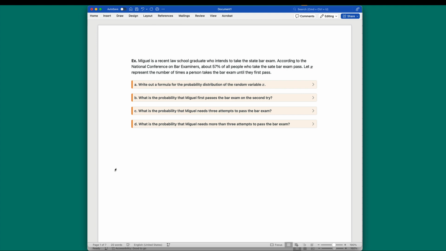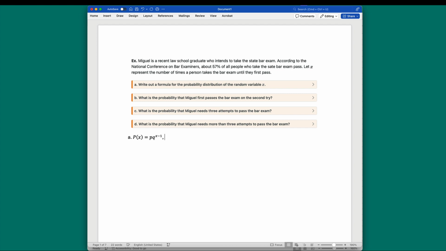Okay, so for A here, we need to identify P and Q, because our formula for the probability distribution is given in terms of those values. To write the formula, we need to write P times Q raised to the X minus 1 power. So we need to identify P and Q.